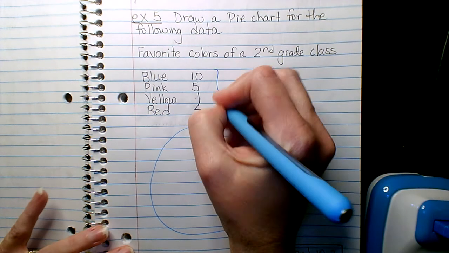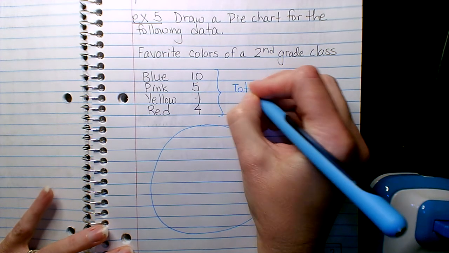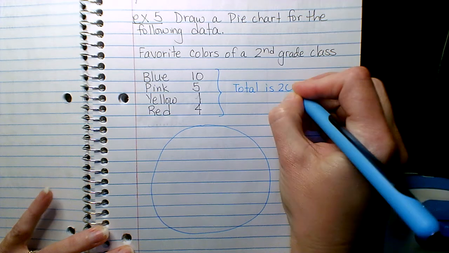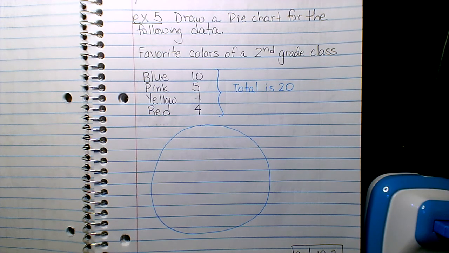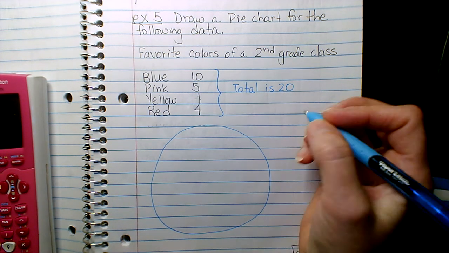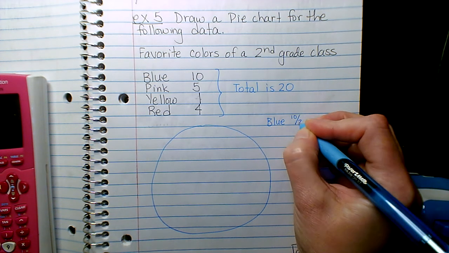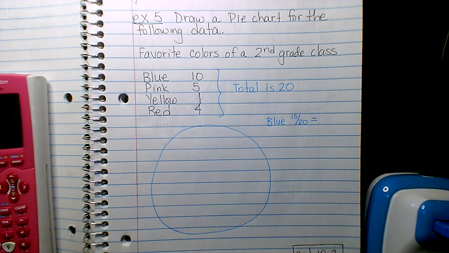Now, what is our total here? I've got 10, 15, 16, 20. So my total there is 20. What we're going to need to do is figure out what percent each one of these represents so that we know how much of the circle to represent by that group. All right, so 10 out of 20. So blue is 10 out of 20, which is what percent?